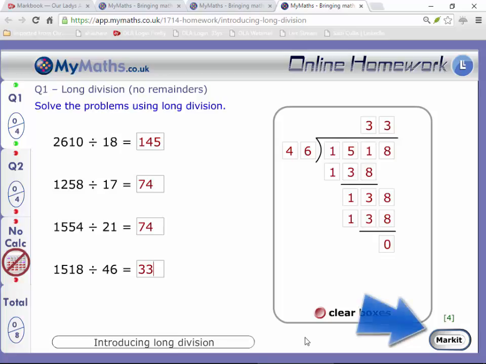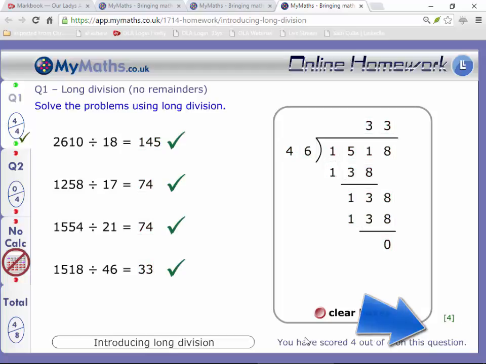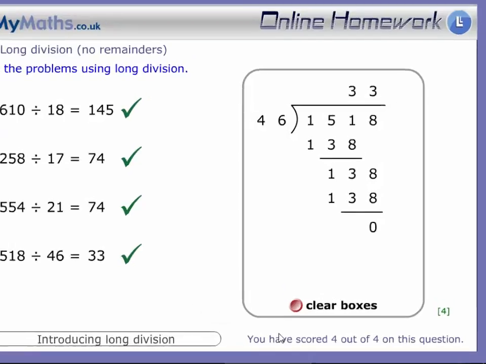So we'll just check now if we've got all this right by doing a mark it over here. And there you go. Nice, perfect score. 4 out of 4.